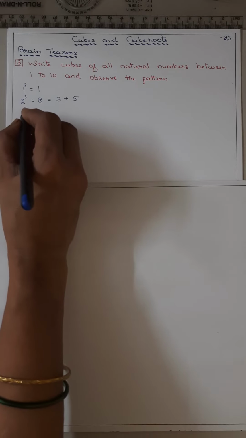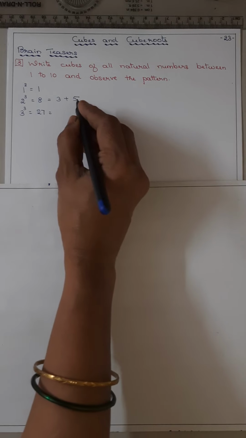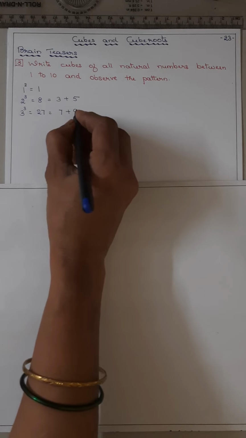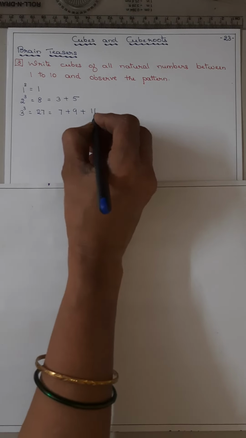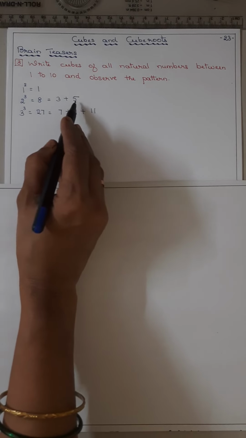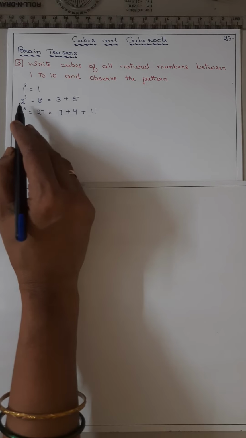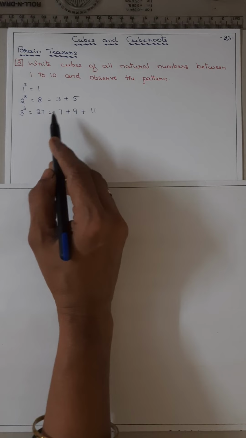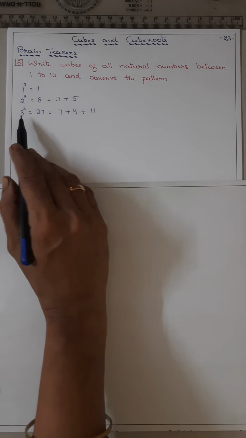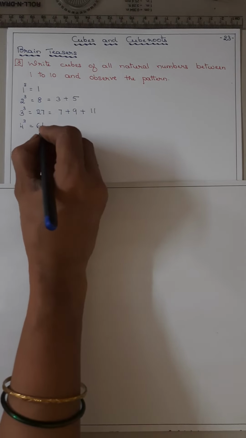Now 3 cube is 27. After 5, the next odd numbers are 7 plus 9 plus 11. See here one odd number, here two odd numbers. When you add, you get the cube of the second, 2 cube. Now the next 3 odd numbers, their sum gives 3 cube. Next it is 4 cube, which is 64.